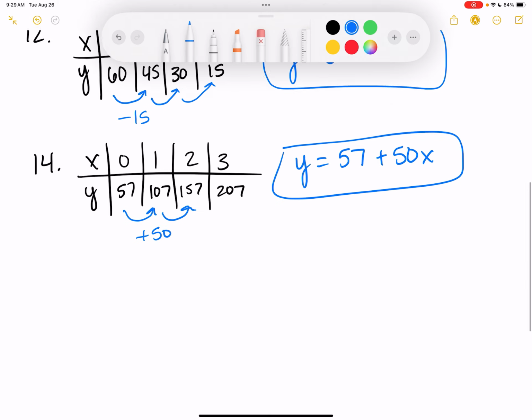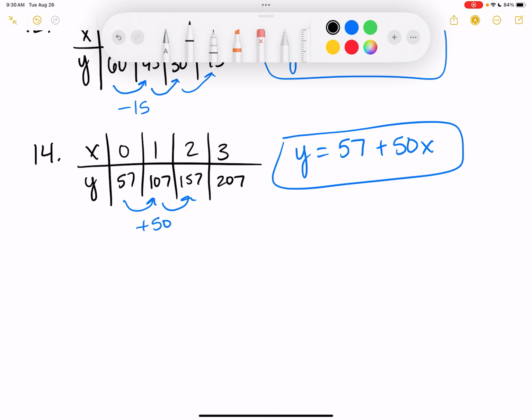Right, the next one, they give us a diagram. And they want us to write and solve the equation.